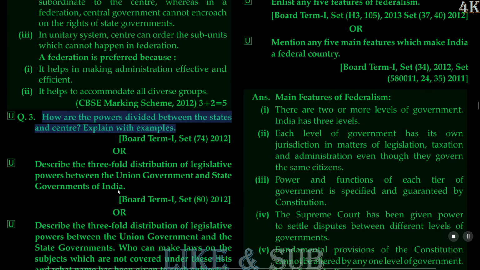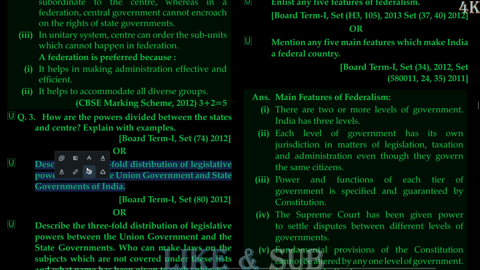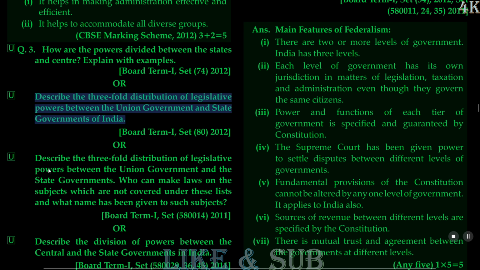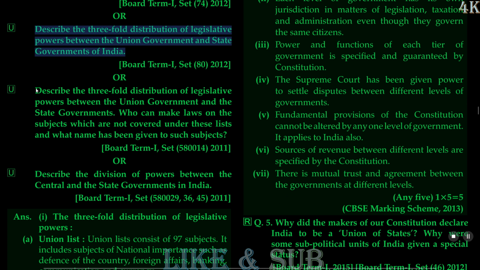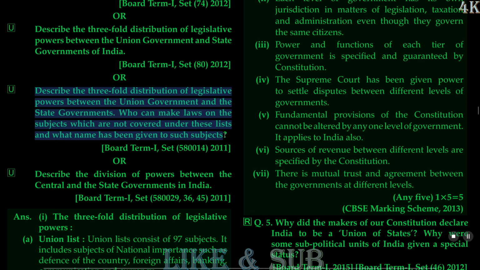How are the powers divided between the states and center? Explain with examples. Describe the threefold distribution of legislative powers between the union government and state governments of India.